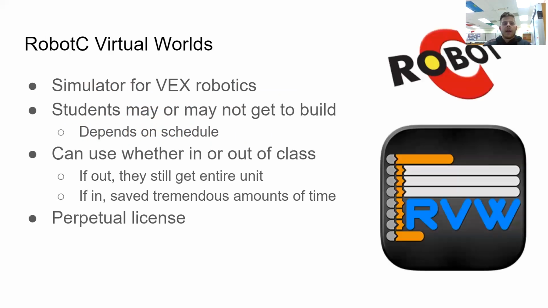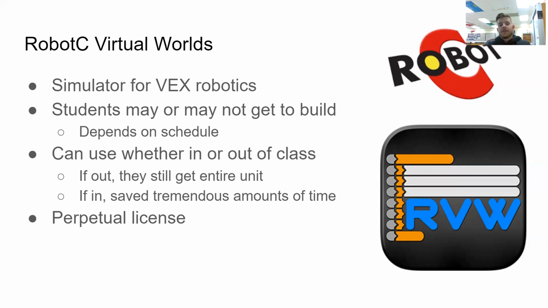And then the last thing that I got was Robot C Virtual Worlds. This is a really cool one. This is a really interesting one. And this is a simulator for VEX robotics. So in my principles of engineering class, the last unit, really the last 9 weeks, is us building robots and programming them and using those programs to do things autonomously. So we don't have to have a controller. We can program these robots to really do whatever we want with whatever sensors they have attached to them.